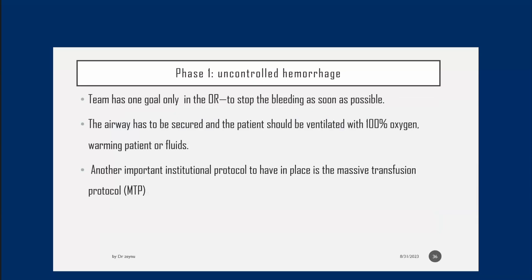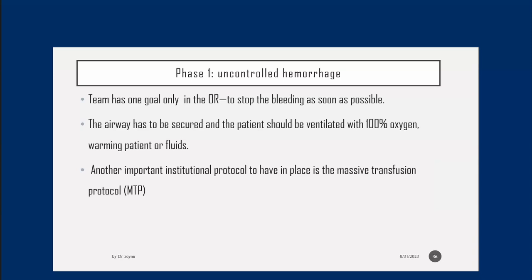Coming to phase 1, the main focus is just to control bleeding only. They go to the OR to control bleeding as soon as possible. So here in the OR, the airway has to be secured. The patient should be ventilated with 100% oxygen and warmed fluids, and the patient also gets warmed so as to prevent the triple threats of trauma. Hypothermia is one of the triple threats of trauma during this time.